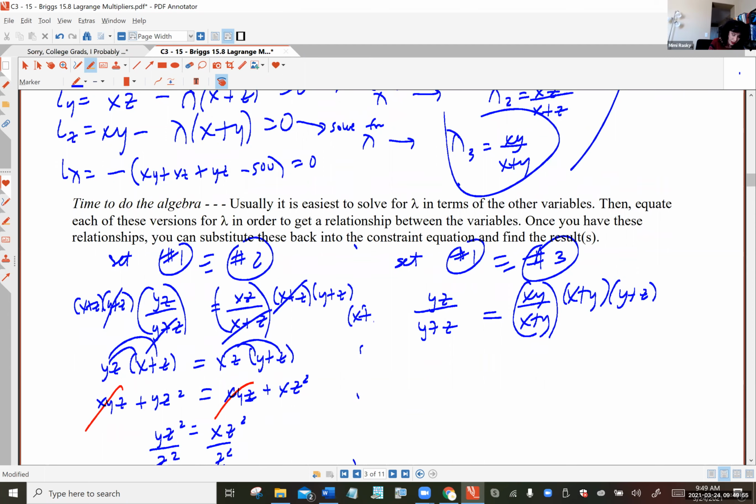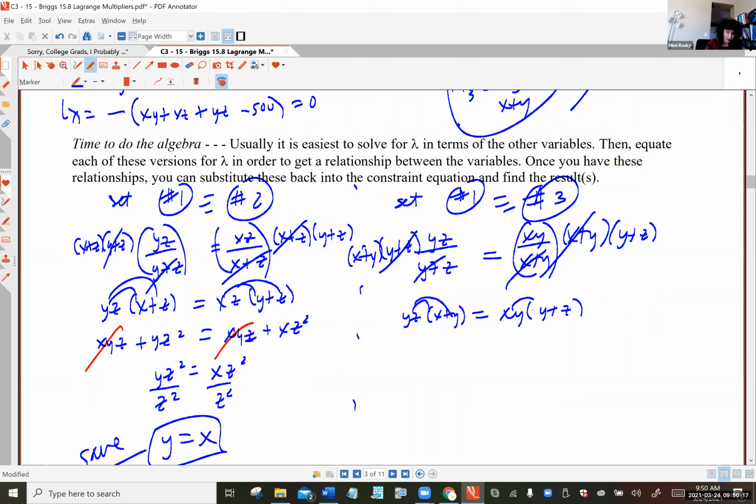Okay, that works for me. x plus y times y plus z. Fine. And then what? Well, over on the left, the y plus z's cancel, and we have yz times x plus y. And on the right-hand side, the x plus y's cancel. Fine. And we're left with xy times y plus z. This is messy, icky. Distribute: xyz plus zy squared. That has to be the same as xy squared plus xyz. Okay, good news.